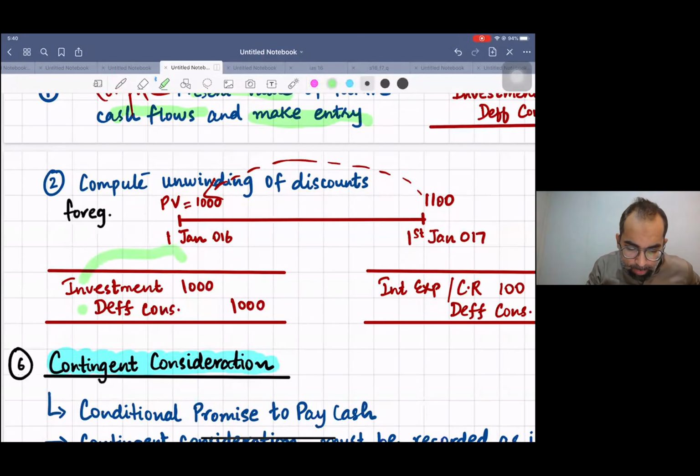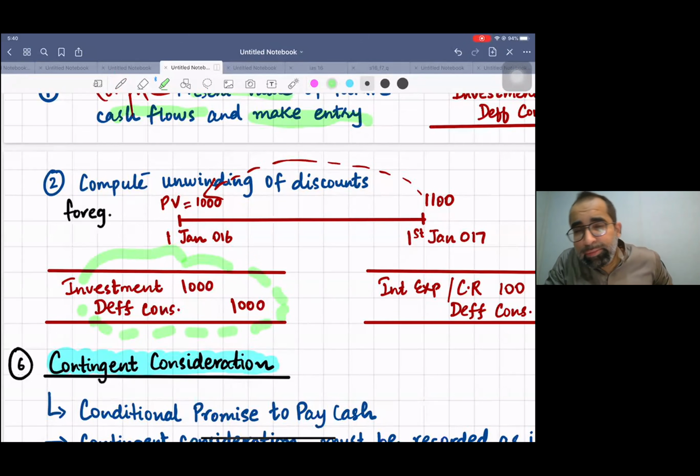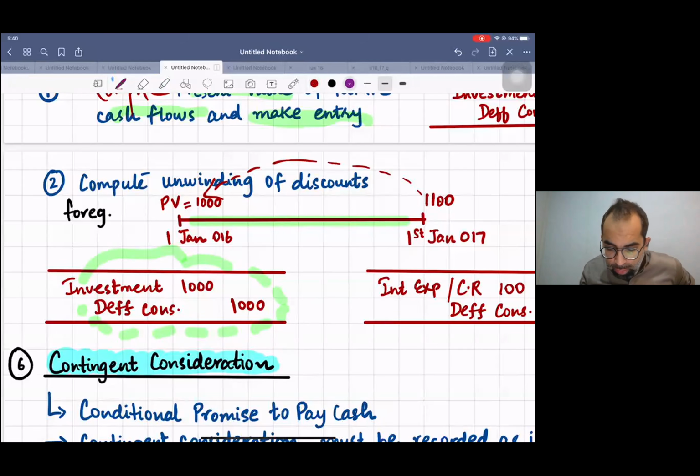See, this is the first entry. Look here: debit investment and credit deferred consideration. It's your liability. Now, when this whole year has passed, you need to do unwinding of discount. This is unwinding of discount.